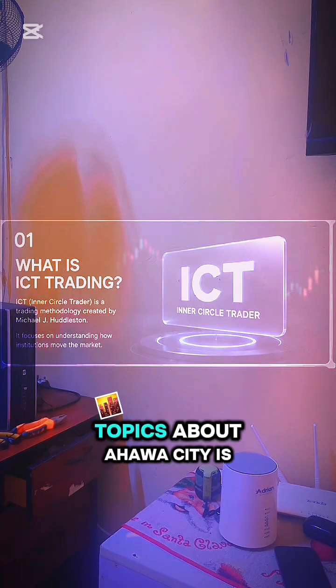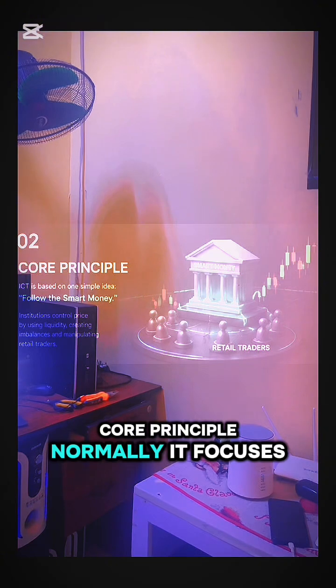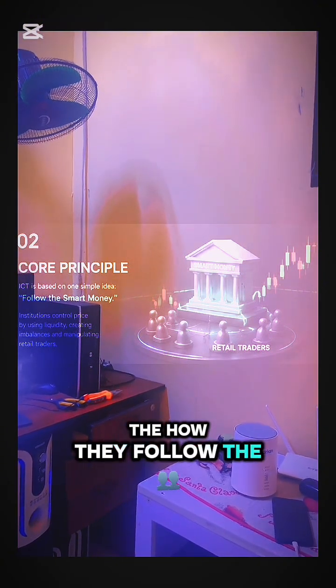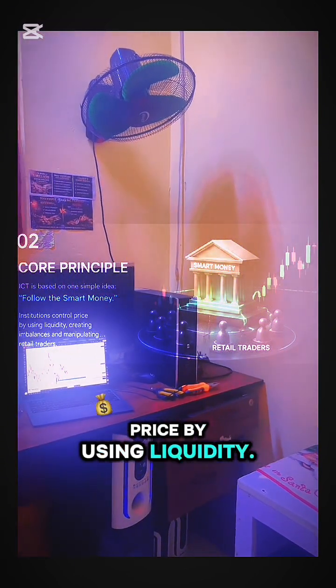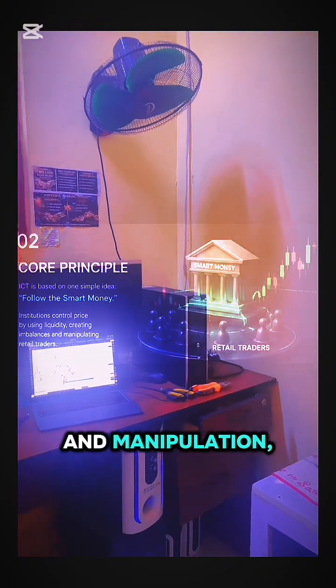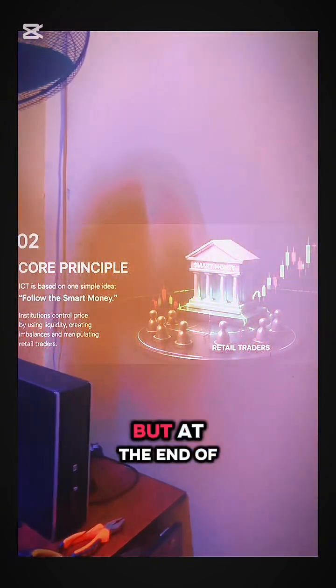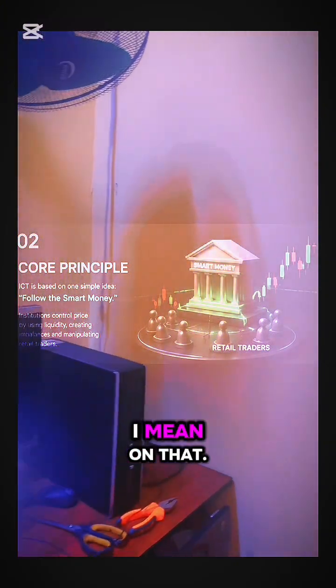There are many topics about ICT. First, the core principle. It's based on how they follow the smart money. Institutions control the price by using liquidity. They create imbalances and manipulate retail traders. I know it's complicated, but by the end of the whole topic, you'll understand what I mean. So this is the core principle.